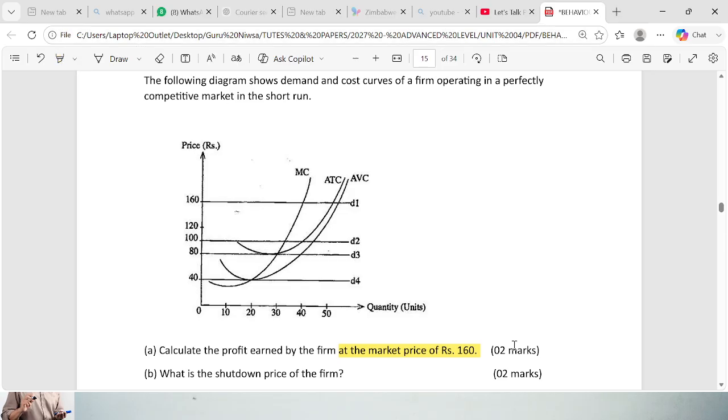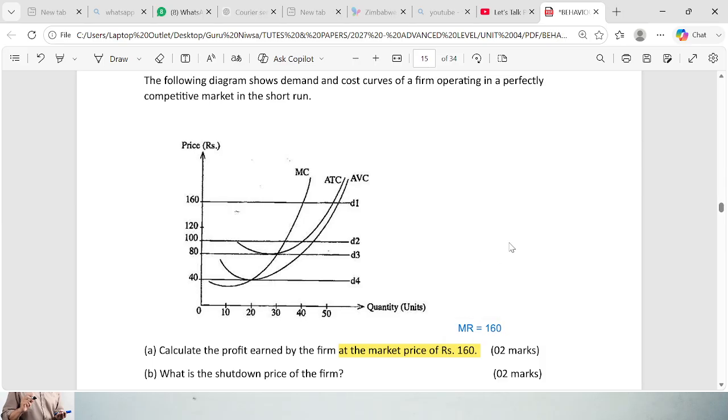How much is the marginal revenue of the product? 160. 160, because price and marginal revenue are equal in the perfectly competitive firm. So MR equals 160.